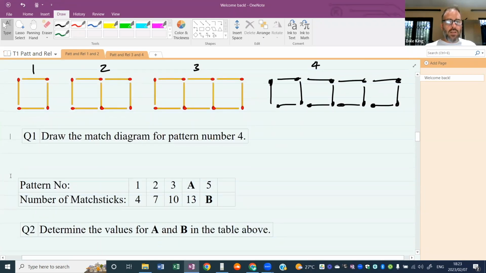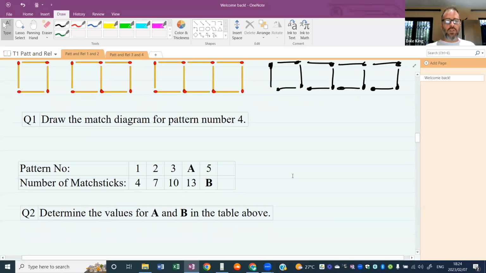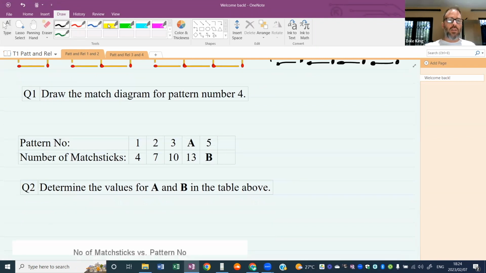Let's have a look at this now. We can express this pattern in table form. Often in pattern relationships, there is a diagram, then there is a table, a graph, and sometimes even an equation. We'll talk more about the equation later on. We've got the diagram here. Now we're going to transfer this information into the table. So here's the table over here, with all this information.